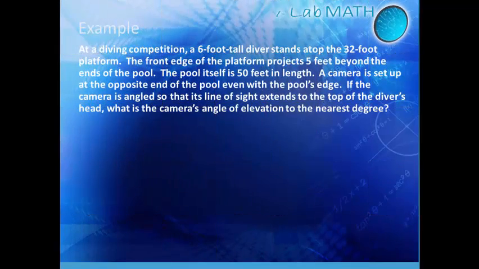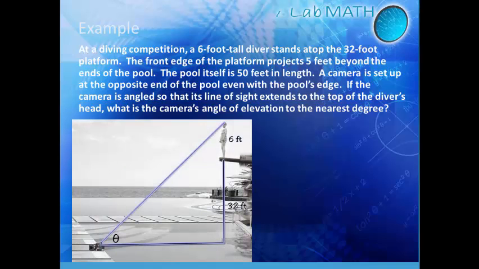Another problem. At a diving competition, a 6-foot tall diver stands atop the 32-foot platform. The front edge of the platform projects 5 feet beyond the end of the pool. The pool itself is 50 feet in length. A camera is set up at the opposite end of the pool, even with the pool's edge. If the camera is angled so that its line of sight extends to the top of the diver's head, what is the camera's angle of elevation to the nearest degree? Here is the figure.